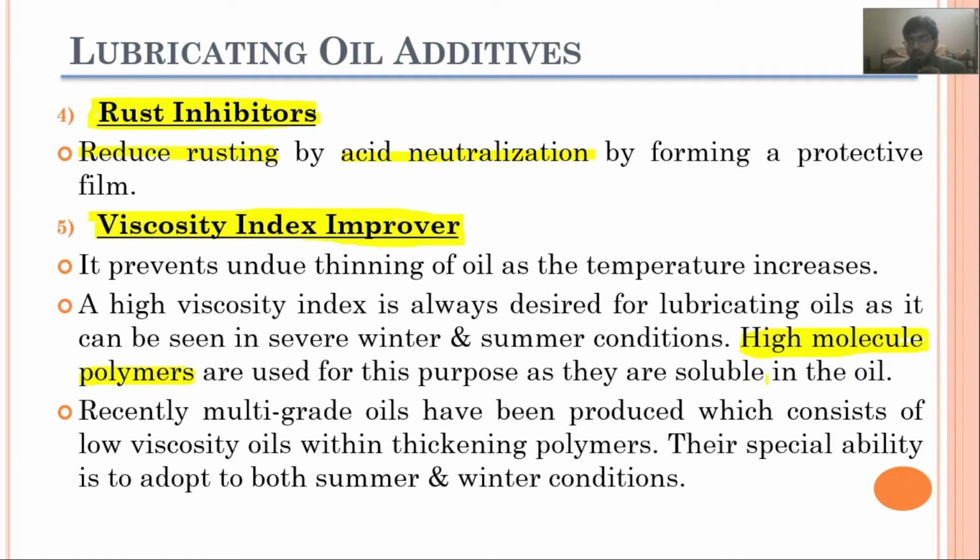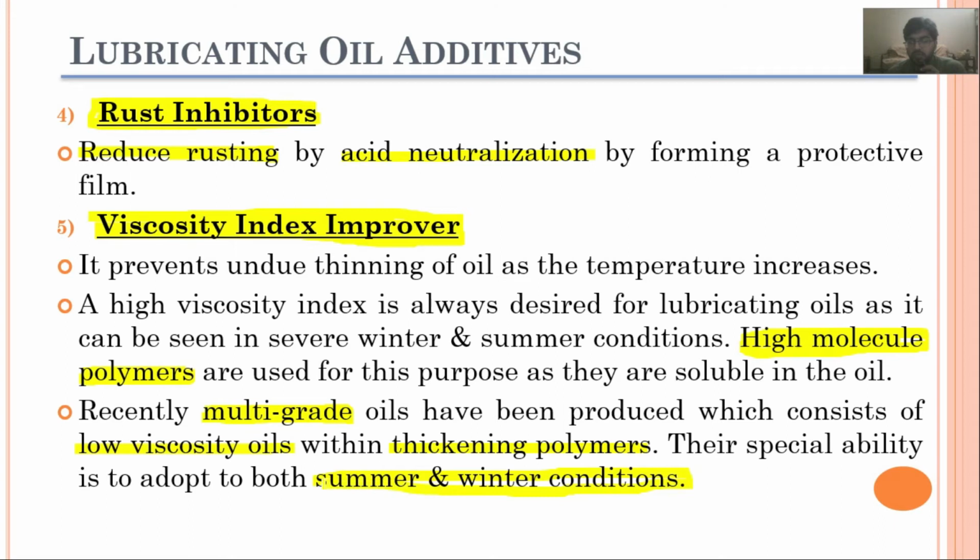These high molecule polymers will avoid the change in the viscosity even if the temperatures are changing. Recently, 15 to 20 years back, multi-grade oils have started to be produced, which consist of the properties of two different oils, which consist of a low viscosity oil within the thickening polymer. Their special ability is to adapt to both summer and winter conditions.